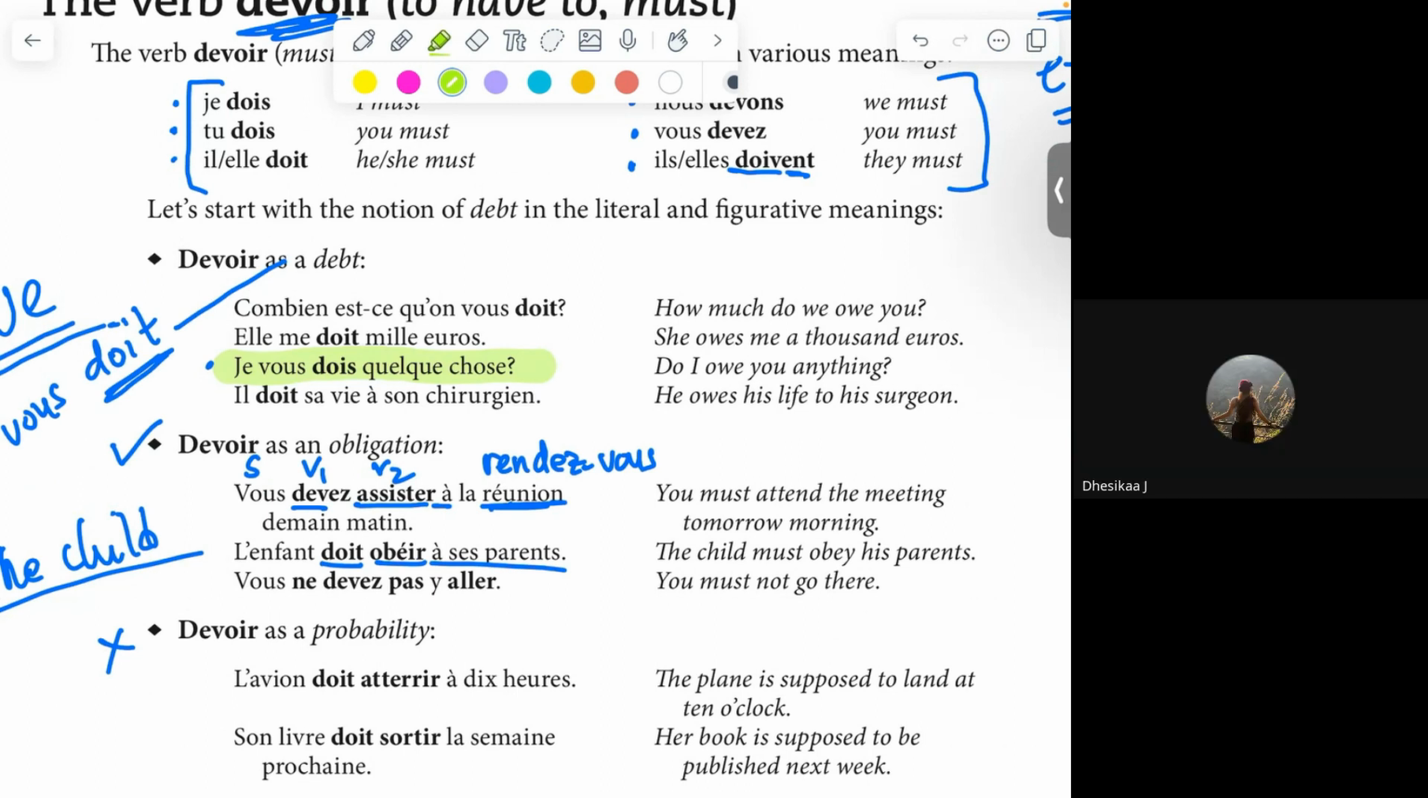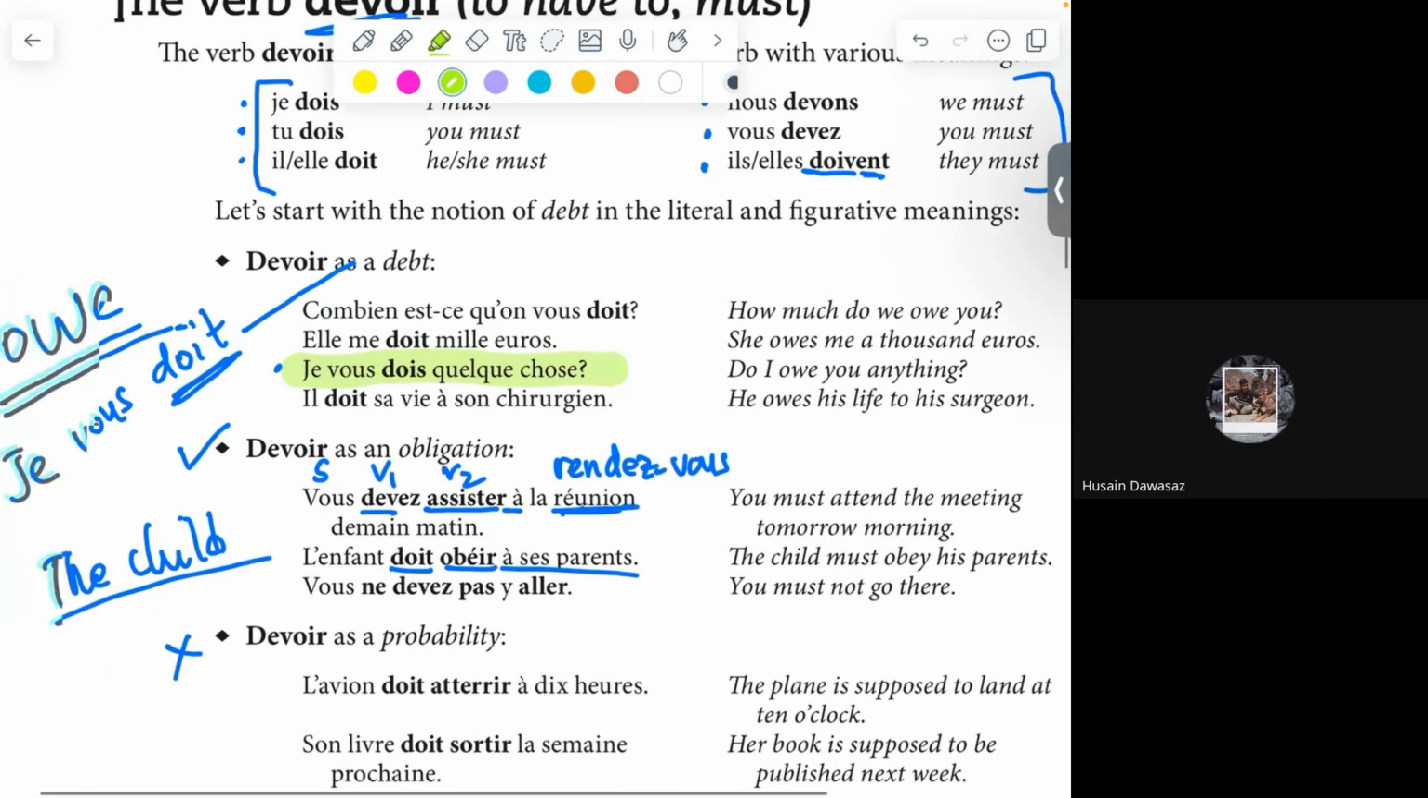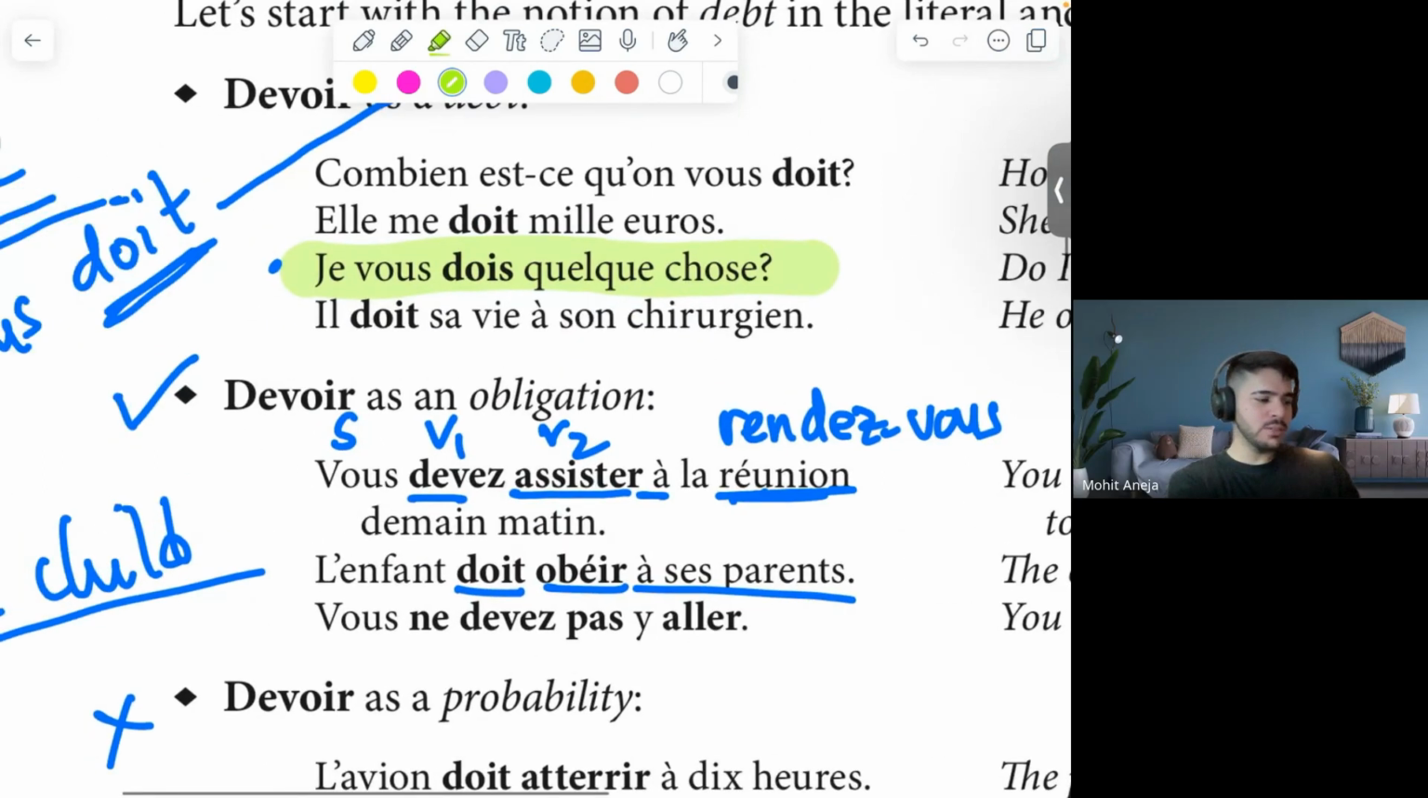Je vous dois quelque chose, Hussein? No. Cool. Il doit sa vie à son chirurgien. Okay, look here, this is the different sense in which they've used o.